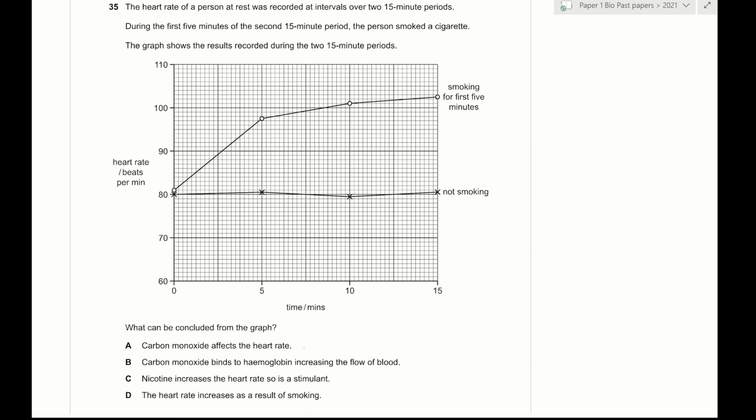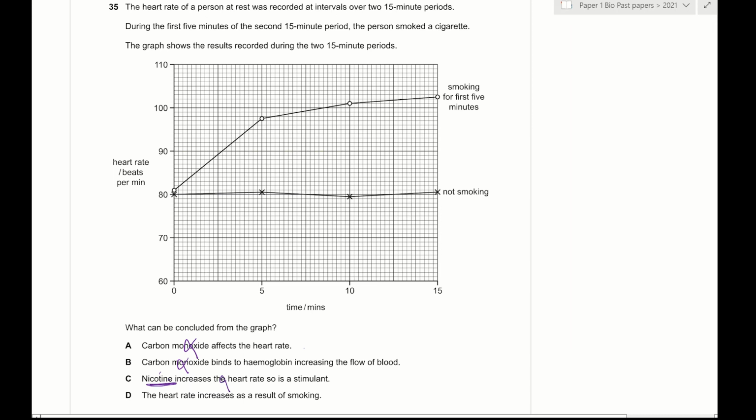Since carbon monoxide has not been mentioned, this is incorrect. Same with B. Carbon monoxide also has not been mentioned anywhere in the graph. C. Nicotine increases the heart rate. Also, nicotine has not been mentioned anywhere in the graph, so this is incorrect.